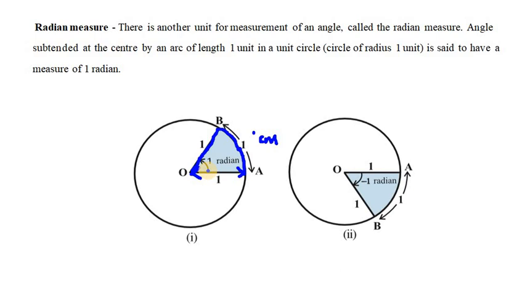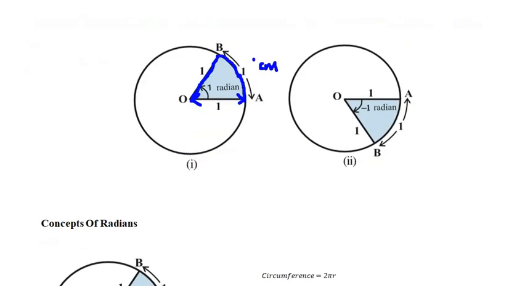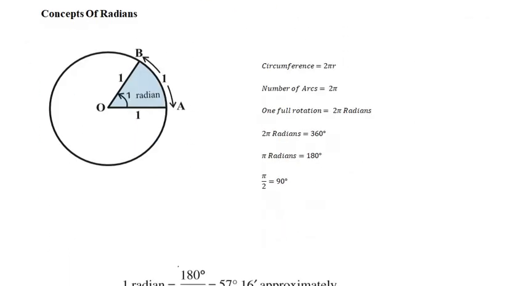Now, whether it is positive or negative, it is positive. Why? Because it is anti-clockwise. Now in the second figure you can see the figure is the same, but in this case it is minus 1 radian. Now we need to know what 1 radian equals. So I have made a concept of it.